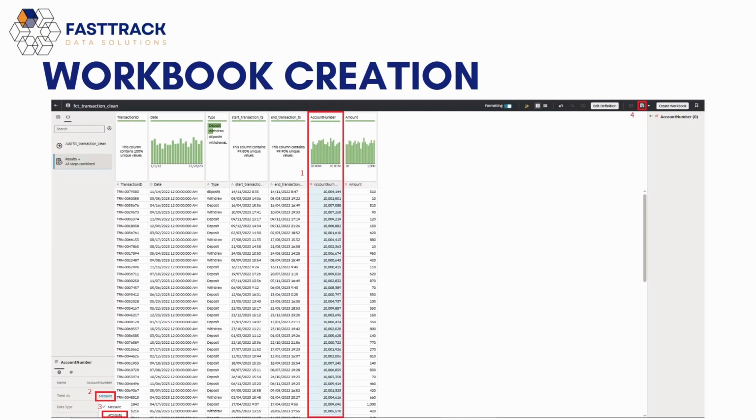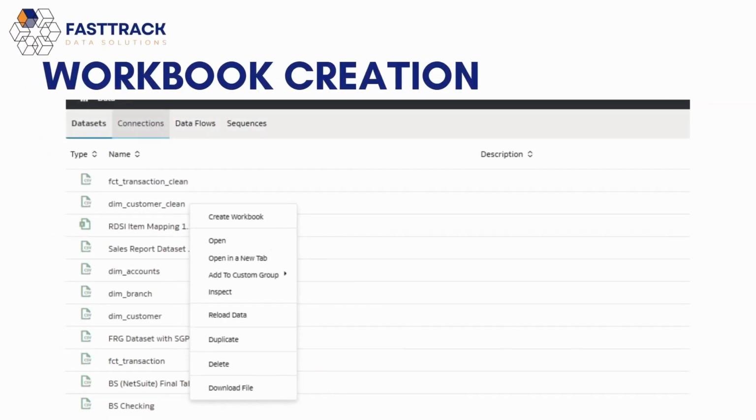Choose the account number column in the dataset view. In the column Properties panel below, the Treat As setting for the account number column is set to Measure; make it an attribute. The Save icon at the top right indicates that changes to the dataset definition can be saved. After saving, go back to the dataset list, right-click on the next dataset name you want to access, and select Open from the context menu.